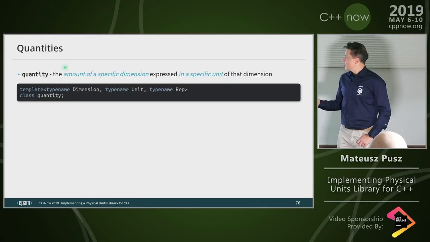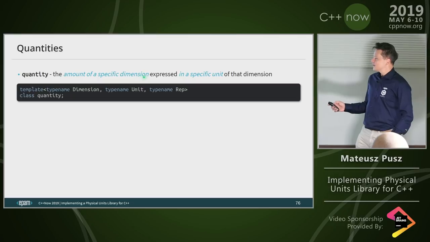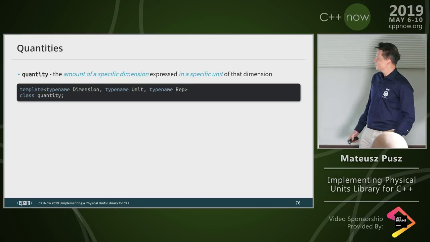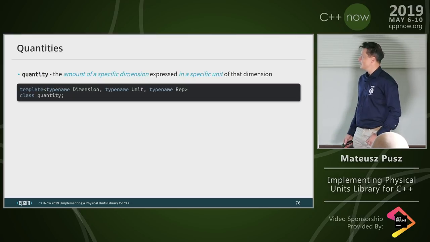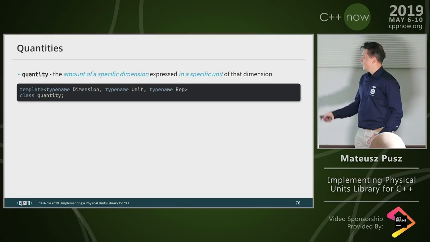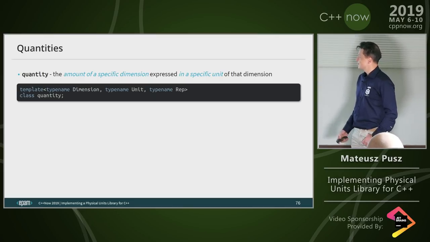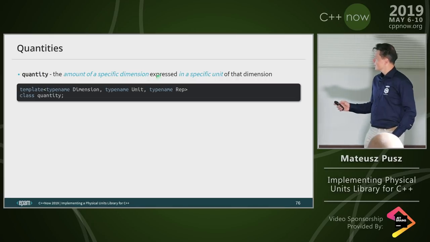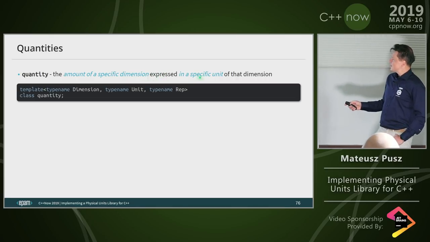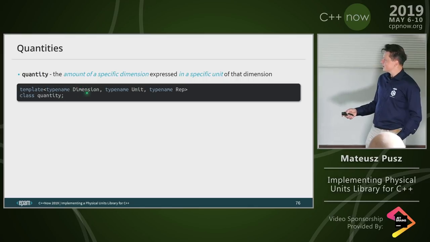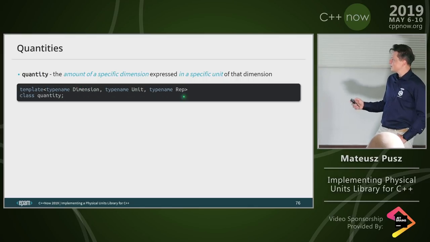Quantity. Quantity is the amount of a specific dimension, as we specified during the terms definition part. So it's the amount of a specific dimension in a specific unit. We have quantity that has dimension, unit, and representation.